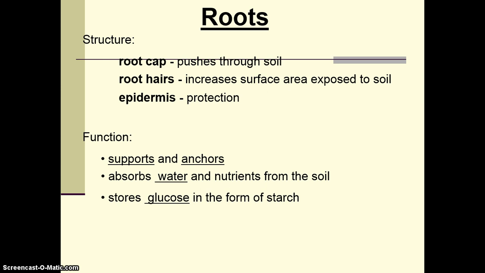If you've ever eaten carrots or potatoes or rutabaga, those are all root-type vegetables that have a lot of glucose in them. They are very starchy. Roots come in two types. They are taproots or fibrous roots.